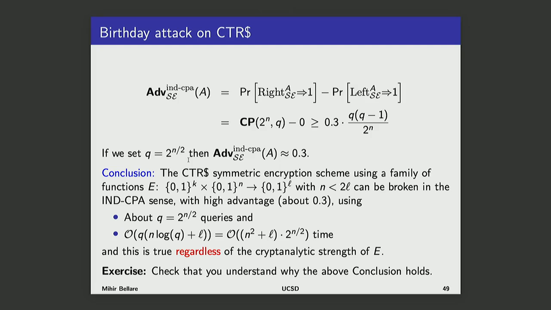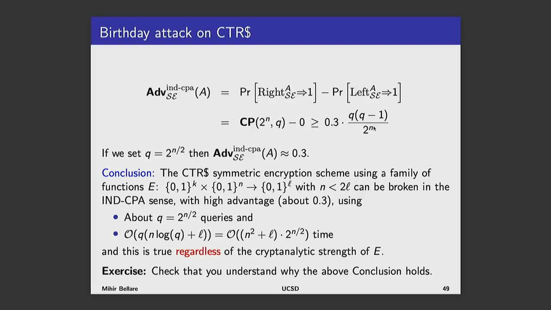Okay, so now the final advantage, that's simple. We just subtract the two things we discovered. It is the collision probability minus 0. And we can use our fact, which lower bounds this at about 30%. And here comes this parameter q, the number of queries our adversary made. And this gives you about q squared divided by 2 to the power the input length of our function family.